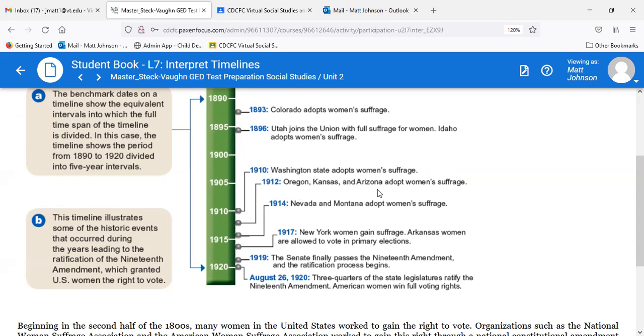1912. In 1914, Nevada and Montana adopt it. In 1917, New York women gain the right to vote. Arkansas women are allowed to vote in primary elections in 1917. Then in 1919, the Senate finally passes the 19th Amendment. So then the ratification of that amendment begins. By August 26, 1920, three-fourths of the state legislatures had ratified the 19th Amendment, and American women finally won full voting rights in 1920.